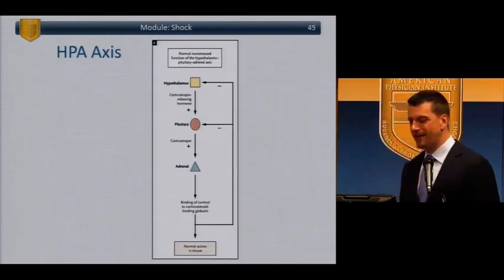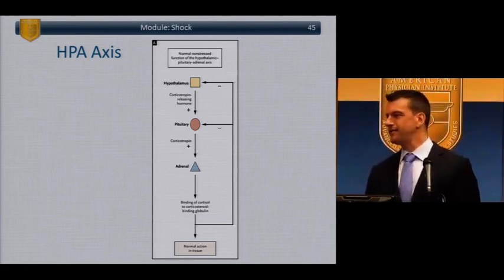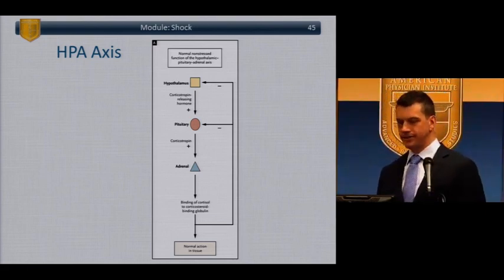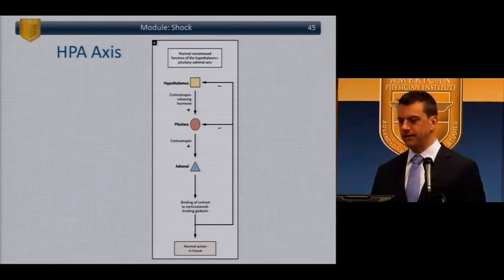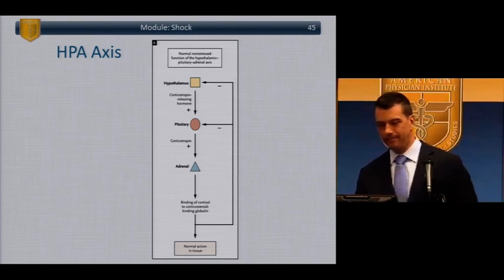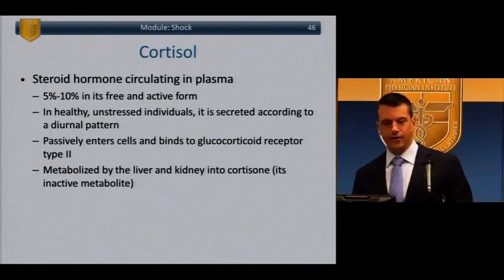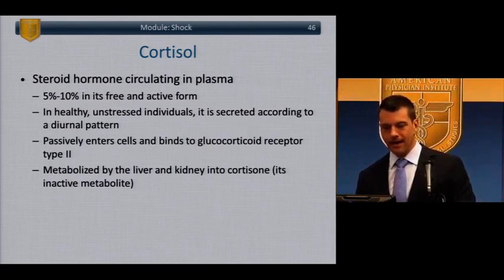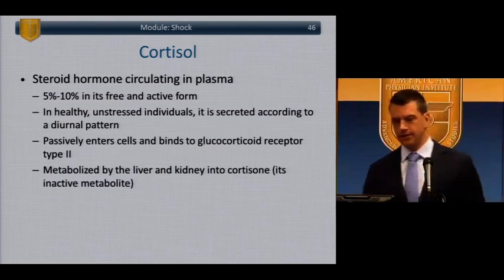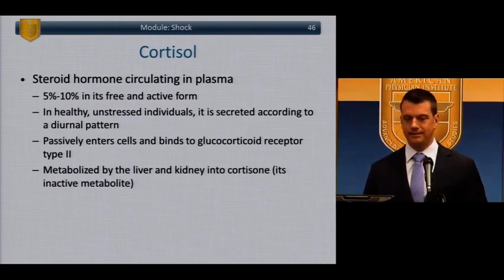So this is the normal hypothalamic-pituitary axis. The hypothalamus gives you your corticotropin-releasing hormone to the pituitary. Then we get ACTH, and then the adrenal will release cortisol, which acts in tissues. These negatively feed back. Cortisol is a steroid hormone circulating in plasma, mostly bound, with a small amount in its free and active form. It's secreted in a diurnal rhythm in most normal, well individuals. It binds to glucocorticoid receptors in the nucleus, and it's metabolized by both liver and kidneys into its inactive metabolites.